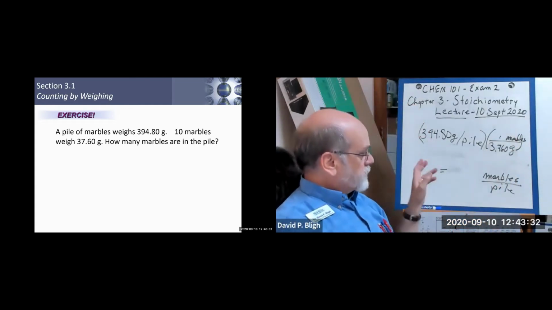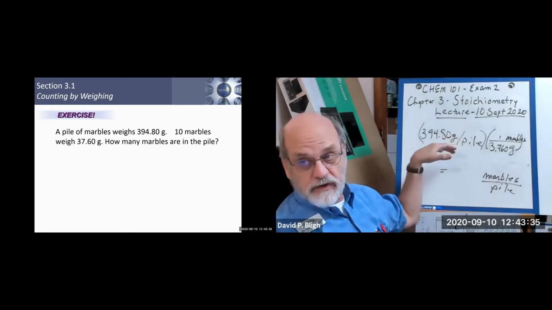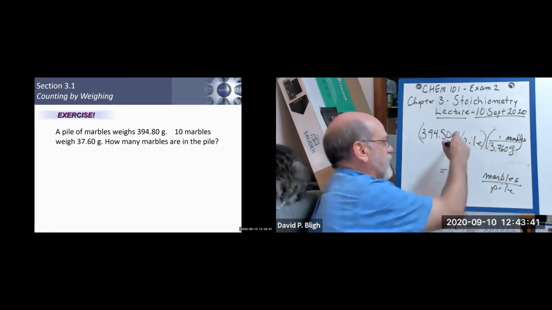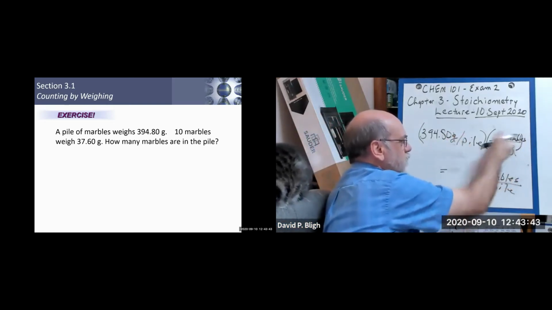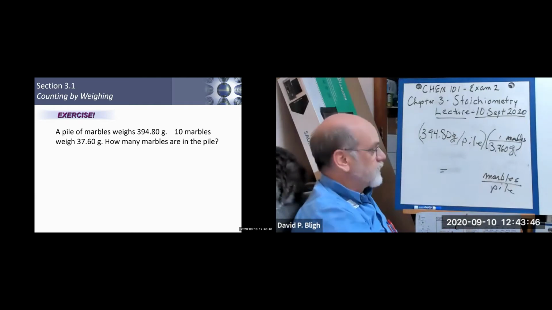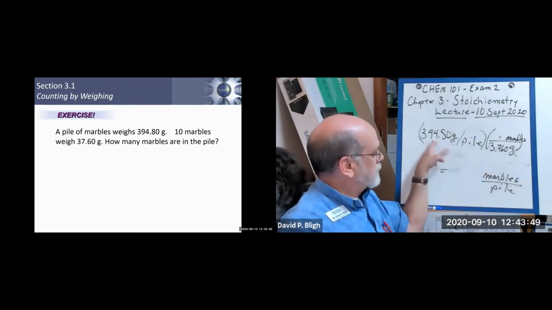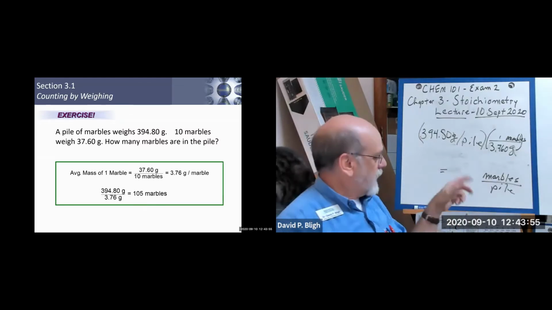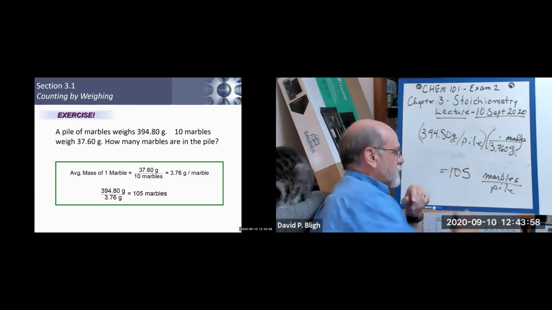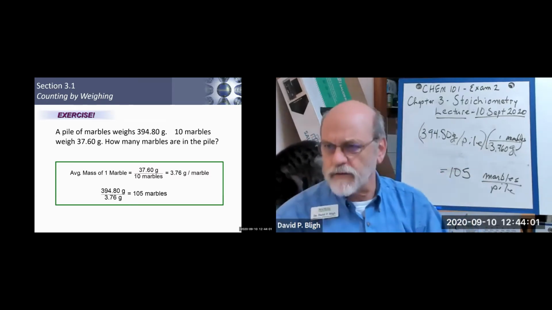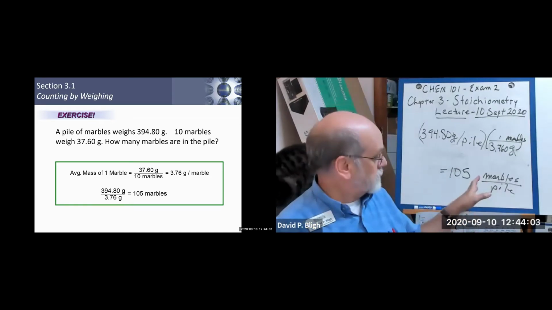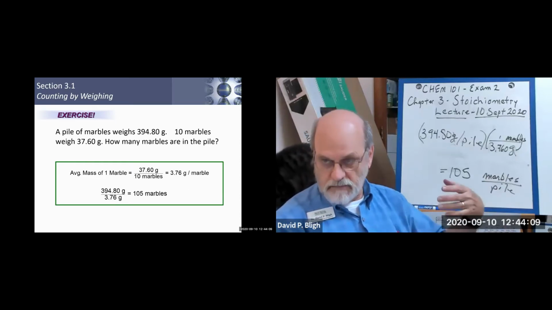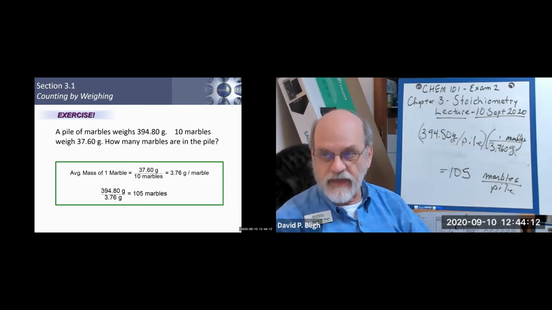Okay? So notice that if we pay attention to the units of measure, then we know that this mass has to be on the bottom to cancel that mass. And that leaves us with marbles per pile. So now all we have to do is divide this into that. And that should come out to 105 marbles on average. It may not be an exact value, but since you can't have a fraction of a marble, we're estimating the number of marbles in that pile.